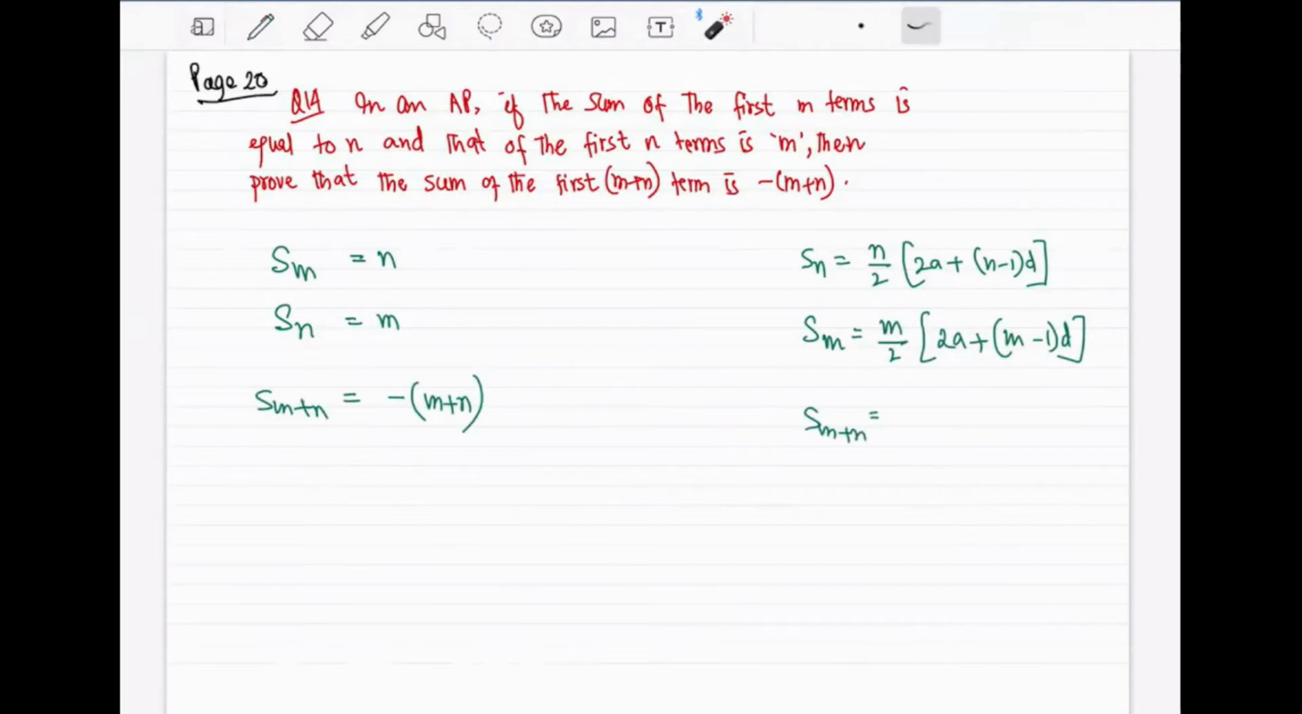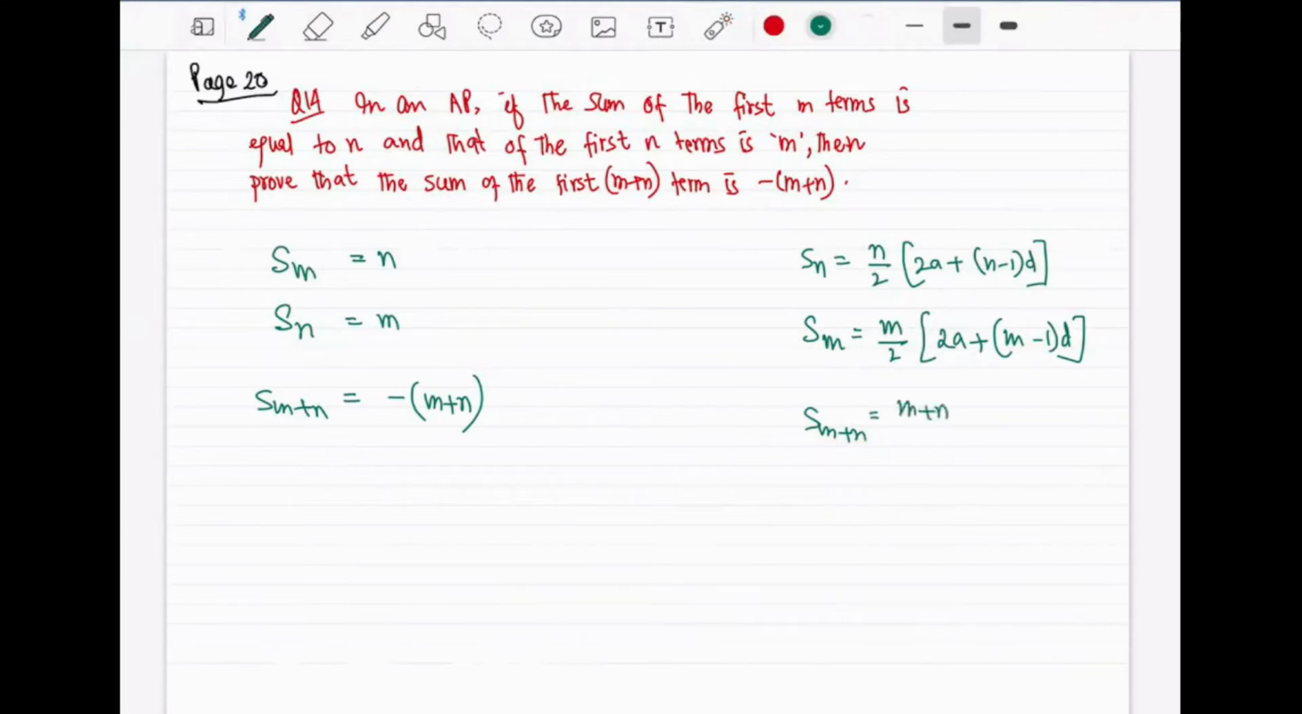When we had the sum of n terms, there was n number of terms. That's why there is n here, n here. For m number of terms, we have m here, m here. Now we have m plus n number of terms. That means this n or this m will be replaced with what now? M plus n. Okay, the formula will look like this now.